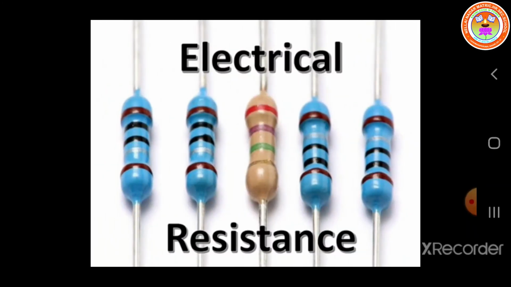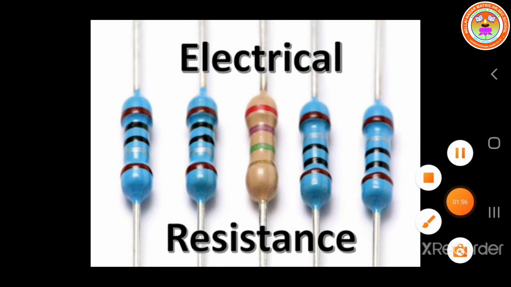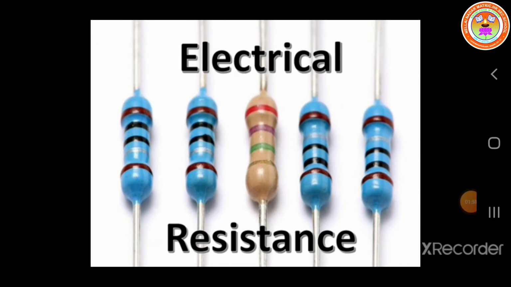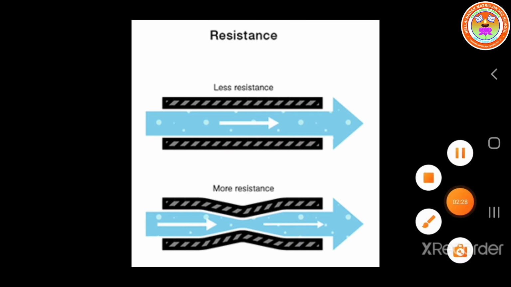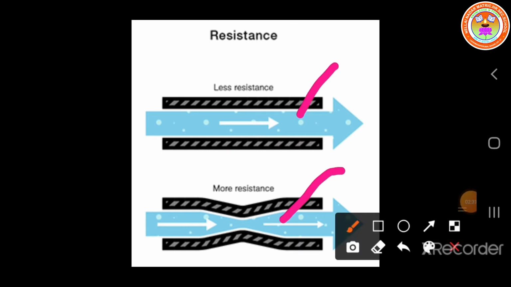Next one is resistance. The picture shows the resistance. An electrical component resists or hinders the flow of electric charges. Look at the picture here. What does the resistance do? An electrical component resists or hinders the flow of electric charges when it is connected in a circuit. In this picture, the first one has less resistance, the second one has more resistance.